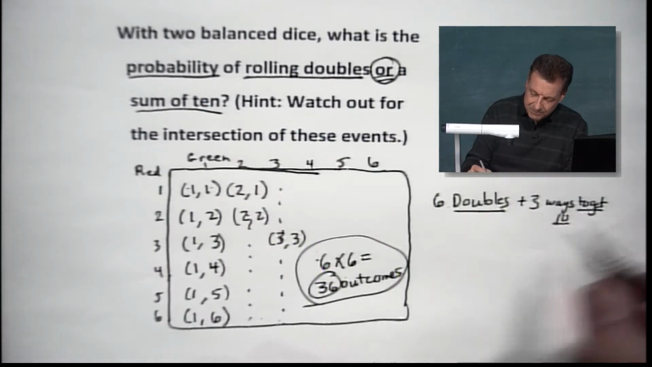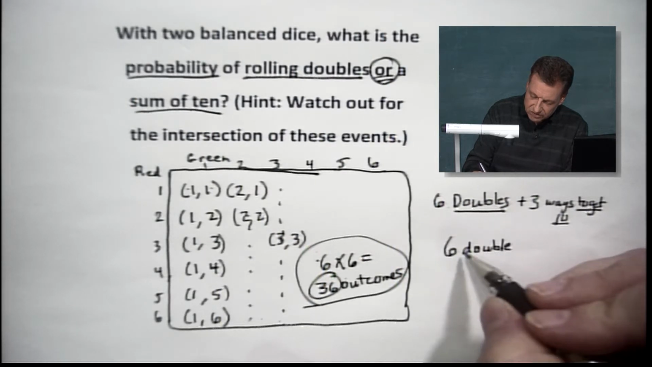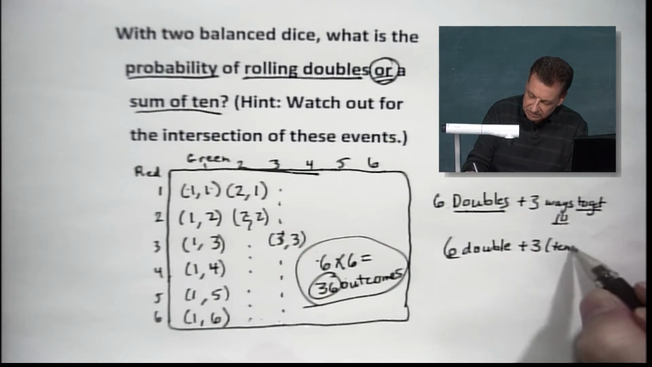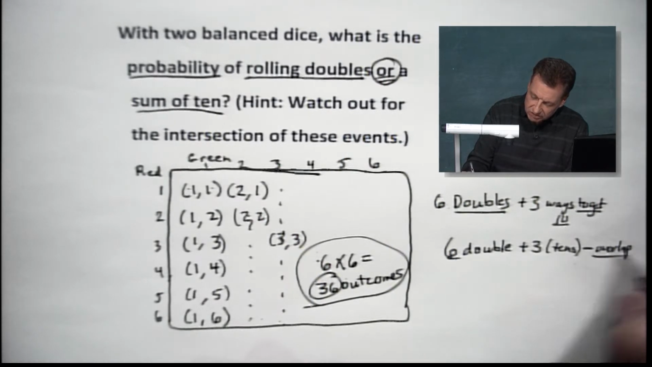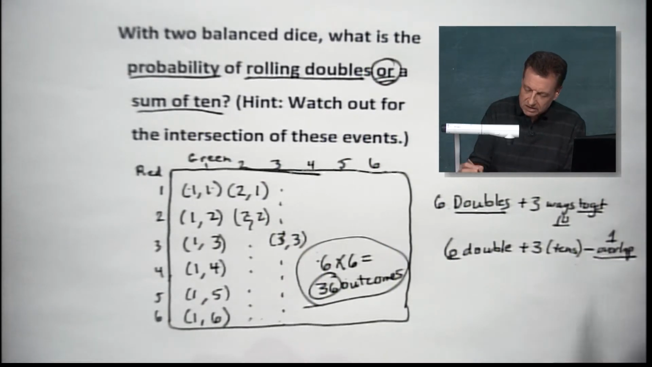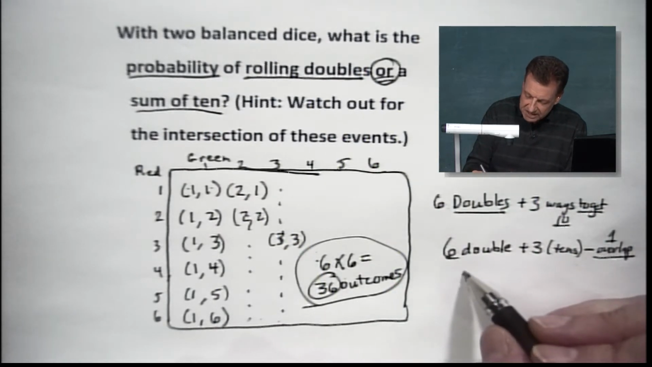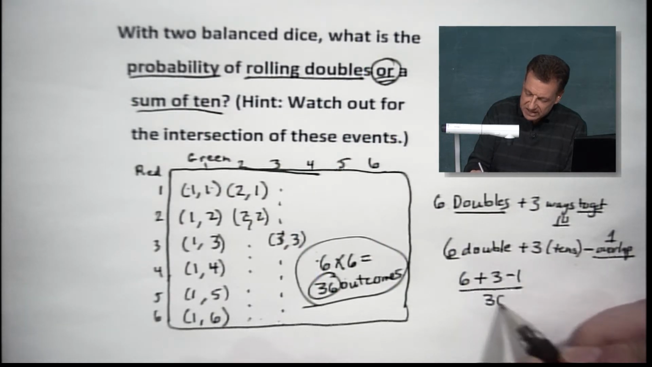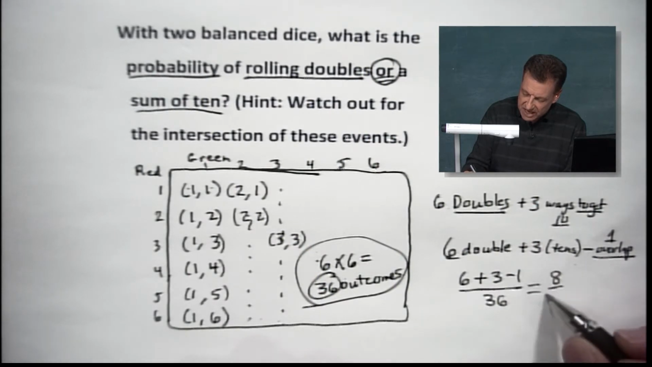So let's keep the idea we're going to have 6 that are doubles, all right? We're going to have those 3 that are 10s, but we have to subtract that overlap, that intersection, okay? And that's a 1 right there. So what we're going to do, I ran off the page with us there. Sorry about that. It's basically 6 plus 3 minus 1 out of the 36. Here's where we're going to get. I'm seeing 8 chances out of 36.